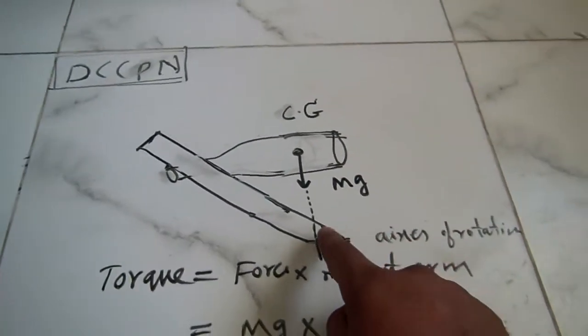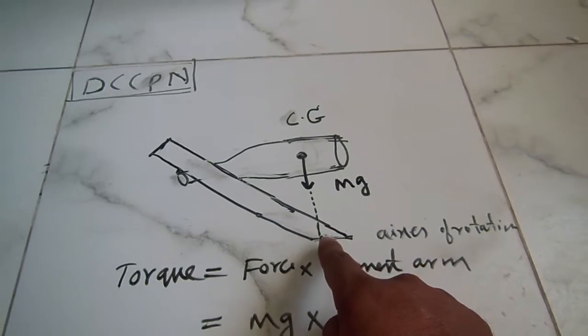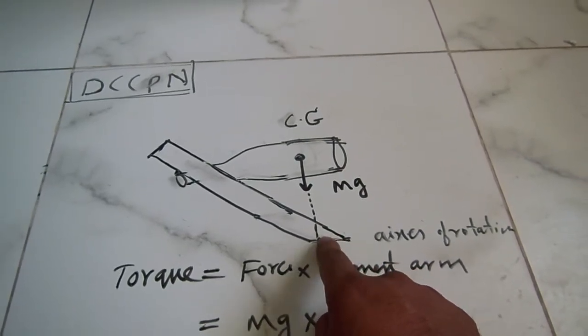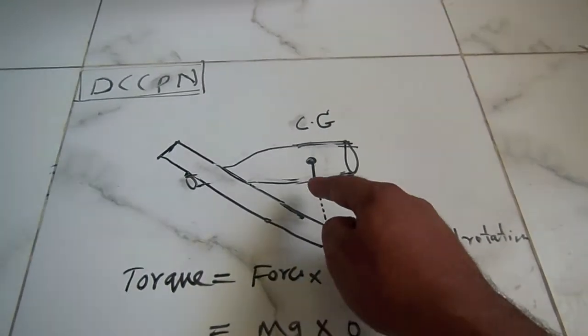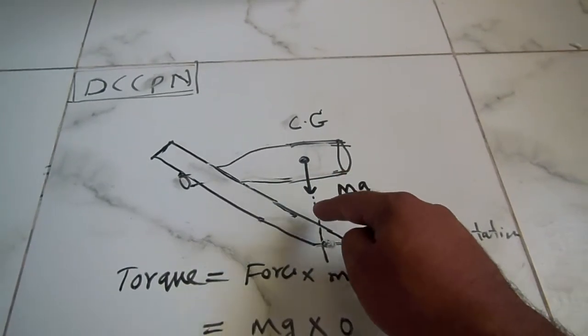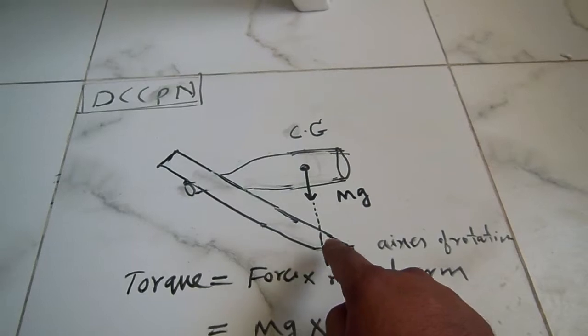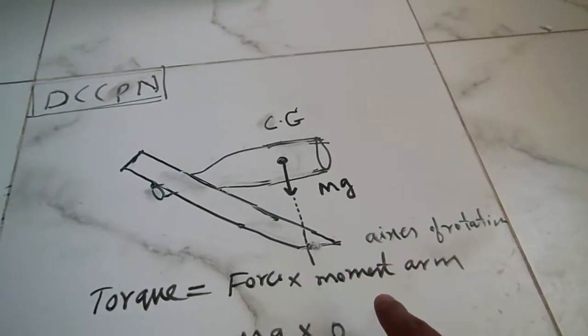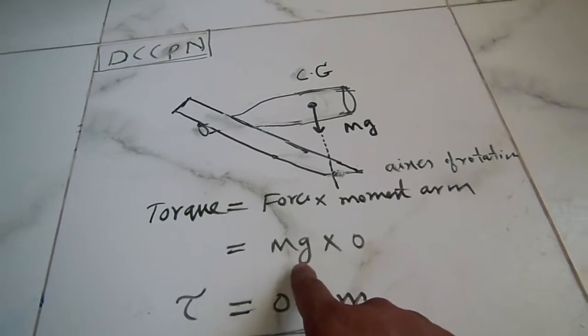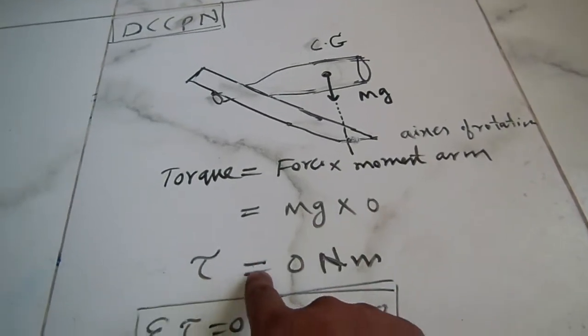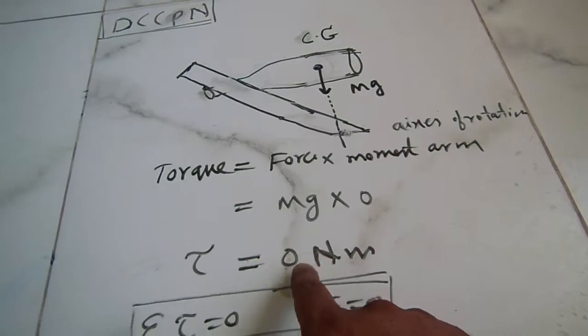Why zero? Because the moment arm is the perpendicular distance between the axis of rotation and the line of action of the force. As the line of action of the force is passing through the axis of rotation, the moment arm is zero. When the moment arm is zero, weight multiplied with moment arm, the total torque is equal to 0 Newton meter.